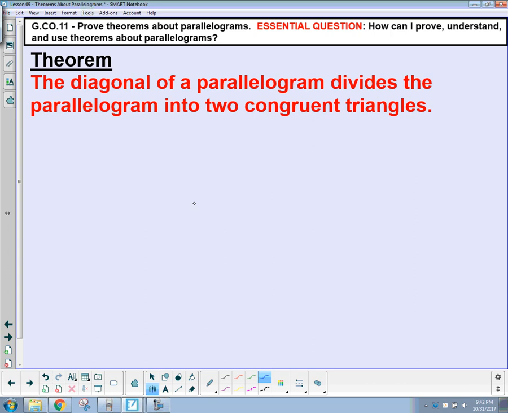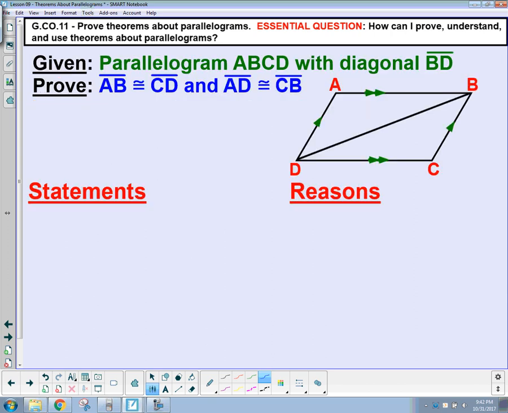Let's take this parallelogram, ABCD, with diagonal BD. We're going to prove that line segment AB is congruent to CD, and AD is congruent to CB. Or another way to say that, opposite sides of a parallelogram are congruent. Let's check.